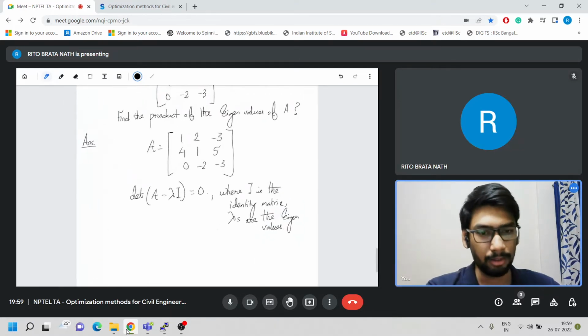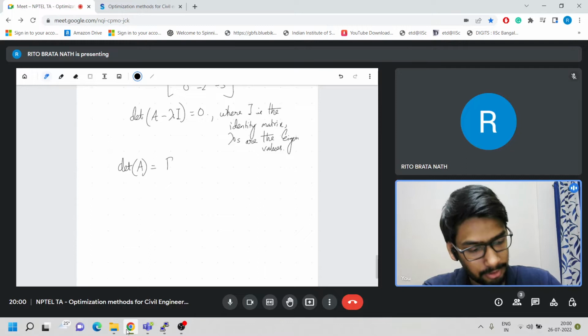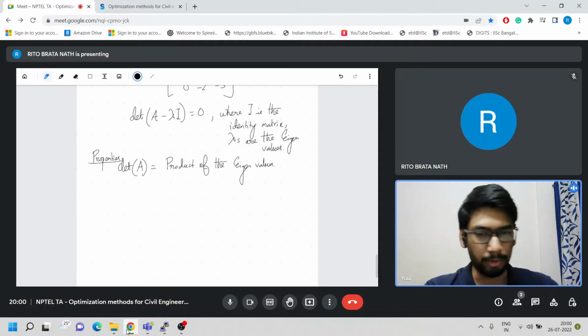So one crude way of doing it is to evaluate all the eigenvalues and then take the product of it. But you don't do it in that way. The best possible way is that you need to know that determinant of A equals the product of the eigenvalues. So this is a property. You can prove this property. I think it's pretty basic. You can get it in any engineering mathematics book. So I'm not going into this in this session.